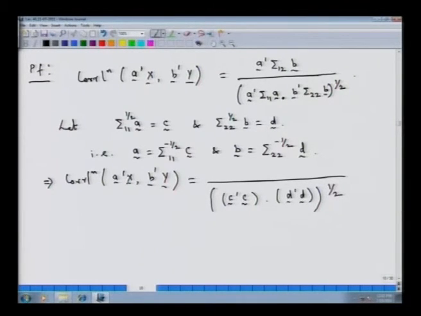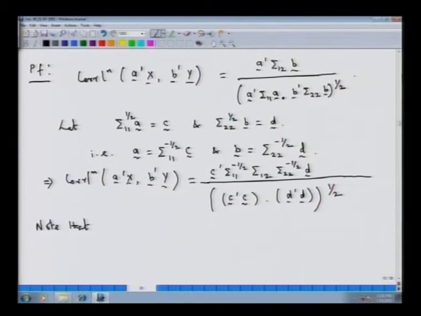The second term is D prime D, the whole raised to the power half. What we have in the numerator is that A prime is given by C prime sigma 1 1 to the power minus half, then sigma 1 2 which remains as it is, and B is given by sigma 2 2 to the power minus half times D. So, this is the correlation coefficient between the two linear combinations in terms of the redefined vectors C and D.